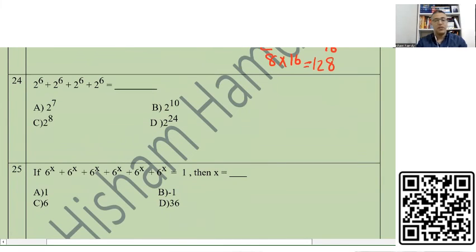Question 24. 2 power 6 plus 2 power 6 plus 2 power 6 plus 2 power 6. I will write it as apple plus apple plus apple plus apple, so it's 4 apples. So it's 4 multiplied by 2 power 6. And 4 is 2 power 2, multiplied by 2 power 6. I'm going to add the powers, so it's 2 power 8. So the right answer is C. Again, you can't add the powers when you have addition.